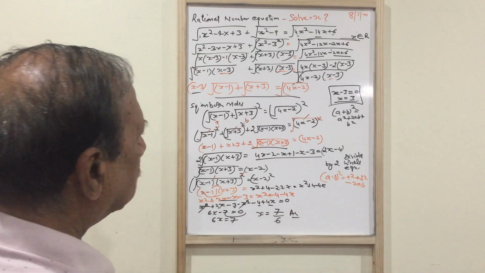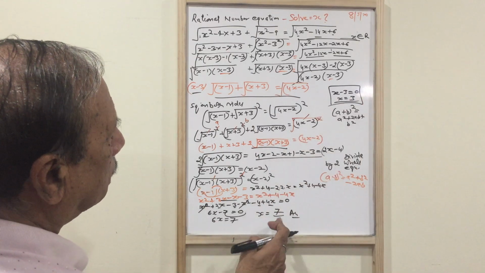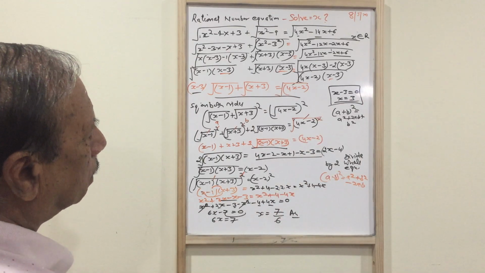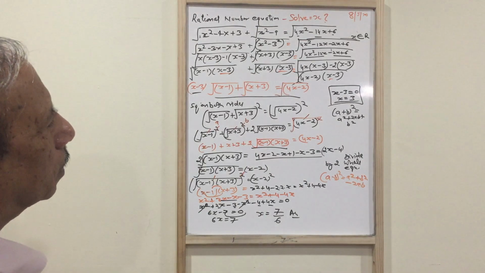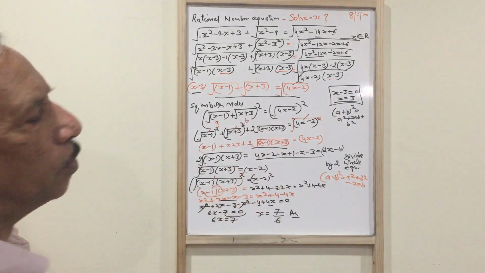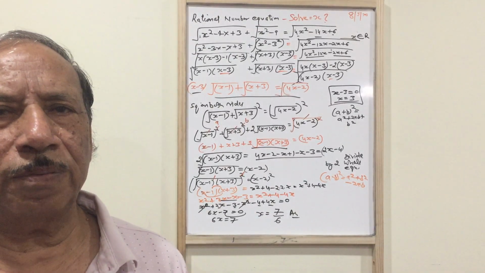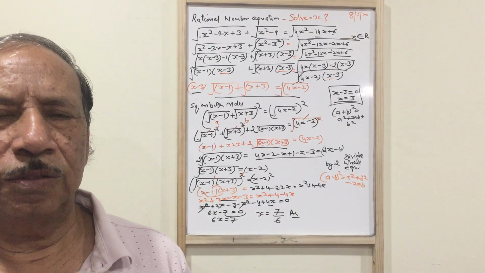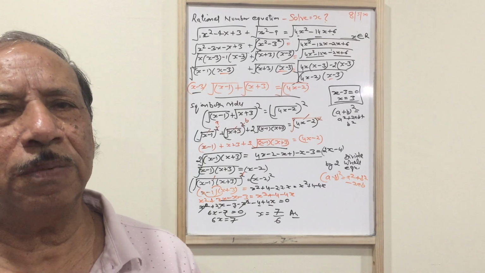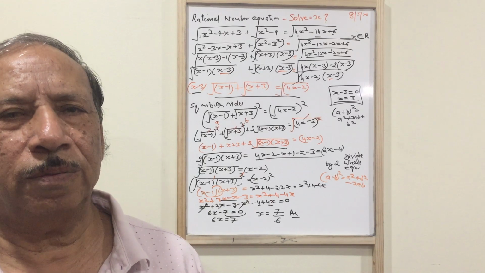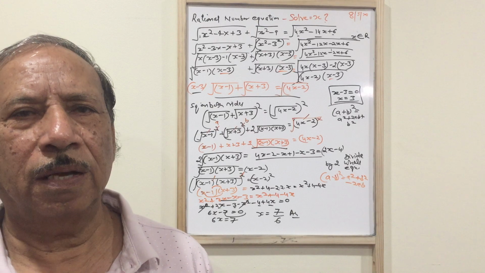So this is one of the answers. The first answer was x is equal to 3, and the other is x is equal to 7/6. So these two values will satisfy the whole equation. So like that we can solve this type of radical equation. Though it looks very difficult to solve, it is very easy. You have to follow step by step.